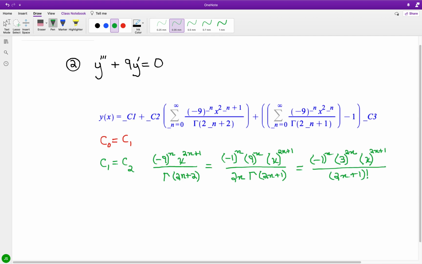And to put the 3 raised to the 2n in the context of the 2n plus 1 degree, I'm going to factor out 1/3. So we have 1/3 times -1 to the n times 3 raised to the 2n plus 1 times x raised to the 2n plus 1 all over 2n plus 1 factorial.